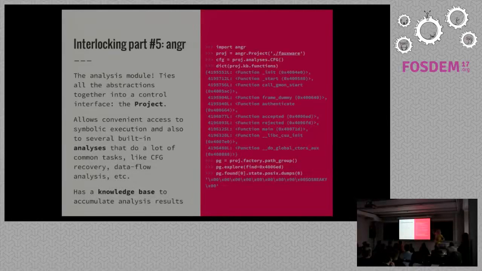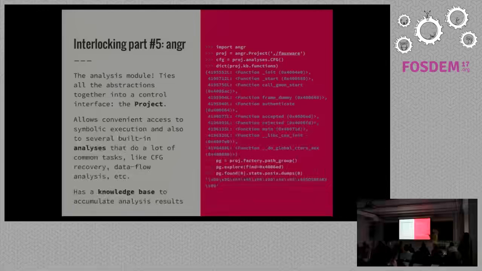So here in this example, this is just copied from our homepage. It imports angr, loads this sort of fake firmware binary, fauxware, performs a control flow graph analysis on it, and now the project's knowledge base has been populated with a listing of all the functions in the binary. For example, here's the entry point, here's the main function, here's 2 functions conveniently called accepted and rejected, etc., etc.